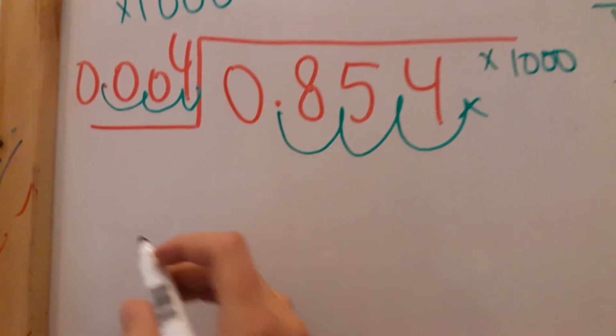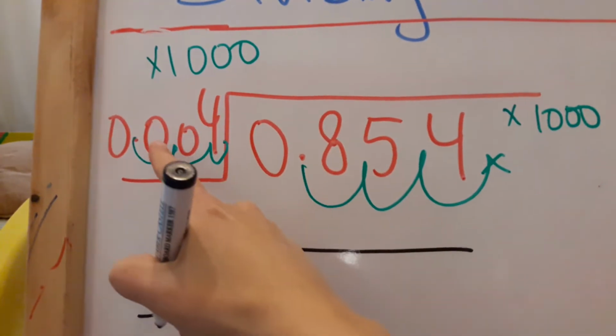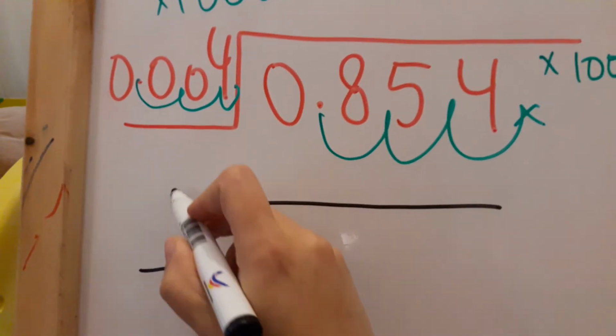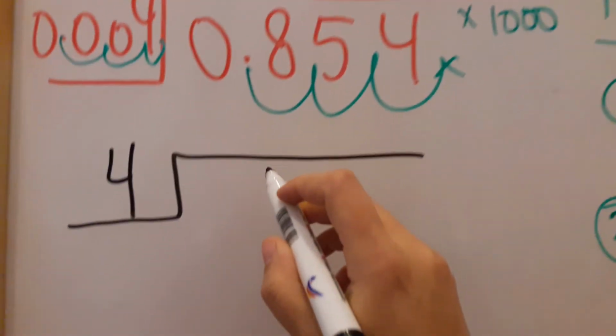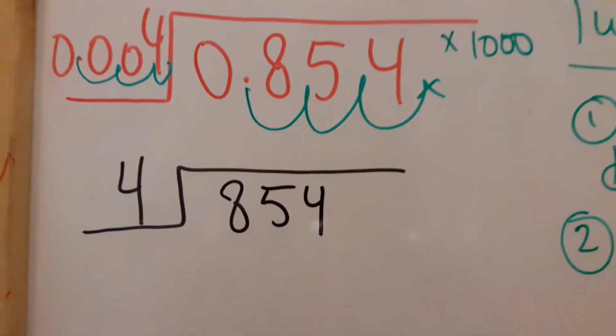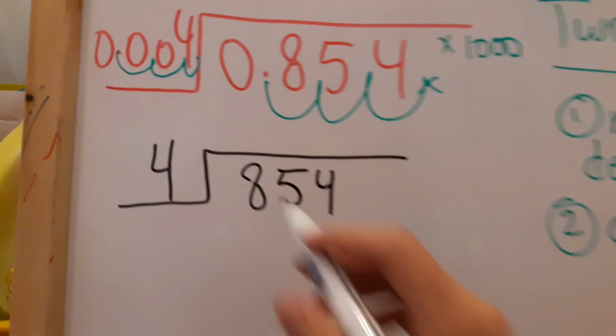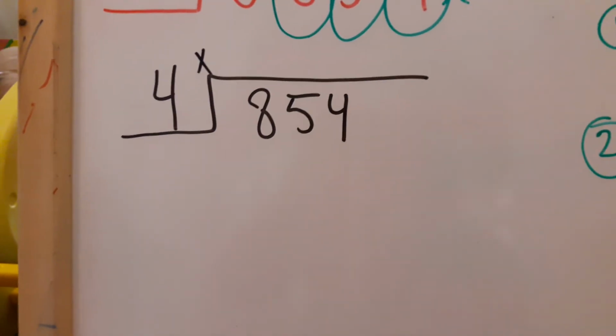Again, so over here, the decimal point is over here, so the number is going to become 4. And since the decimal point is over here, the number is going to become 854. Again, a small multiplication sign, and let's begin.